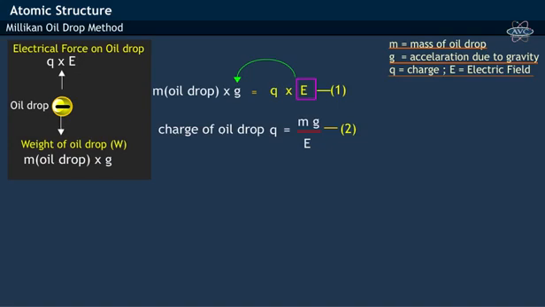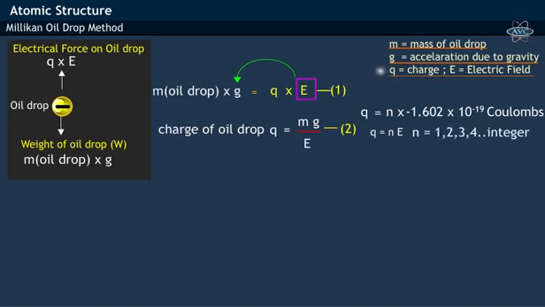Millikan found out that the electrical charge on oil droplets was equal to integral multiple values of negative 1.602 into 10 to the power of minus 19 coulombs. That is, Q equals ne. Here Q refers to the charge, while n is the integer which takes values 1 to 4.